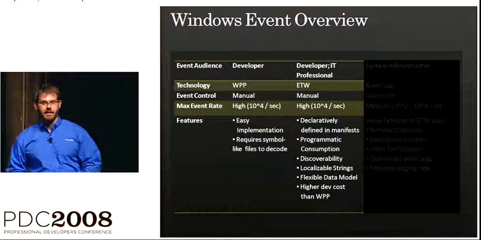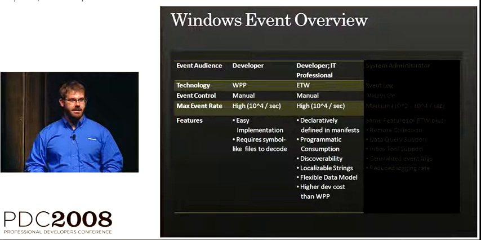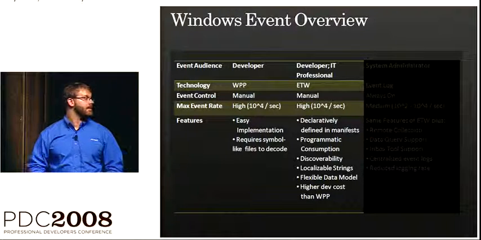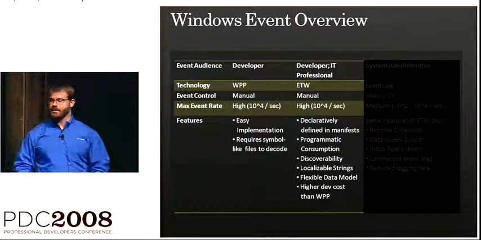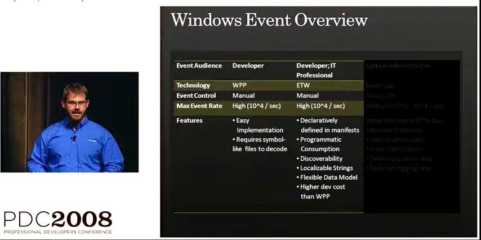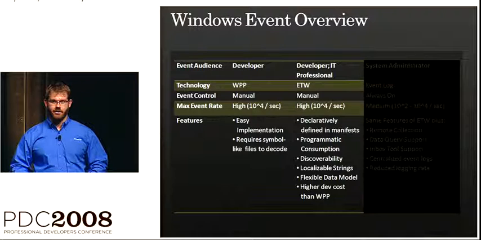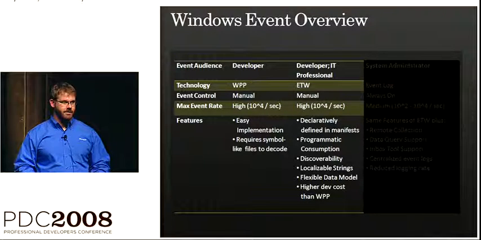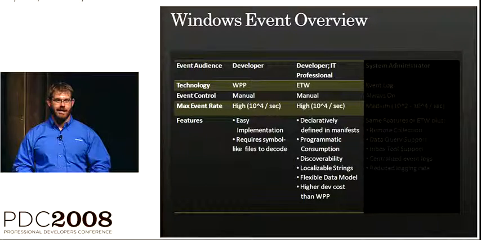I can also find out the entire set of events that the application can raise without the application raising them itself. So I can do some nice discoverability things there. It allows for programmatic consumption, and it makes it easy to basically highlight what my application is going to do when it's under operation. The key here is that it's a little bit more costly than writing WPP because you do actually have to write that manifest.